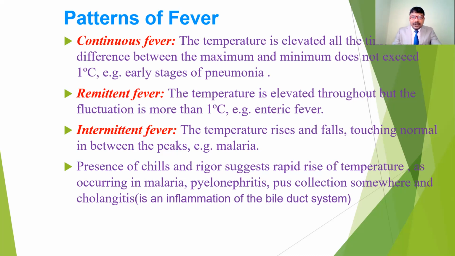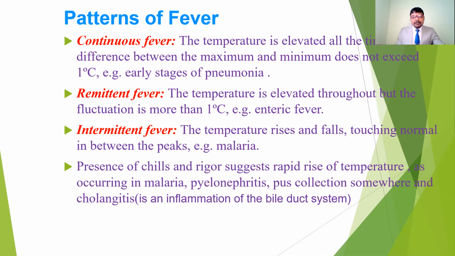The next one is remittent fever. In remittent fever, the temperature is elevated throughout, but the fluctuation is more than 1 centigrade. If you check the minimum and maximum, the difference is more than 1 centigrade. It is commonly seen in enteric fever, also called typhoid fever. They get a continuous fever, but the fluctuation is more than 1 centigrade.